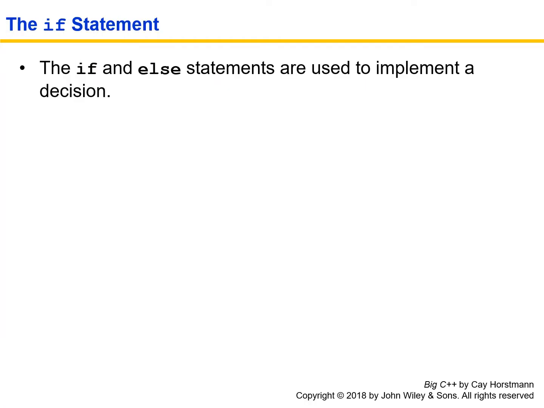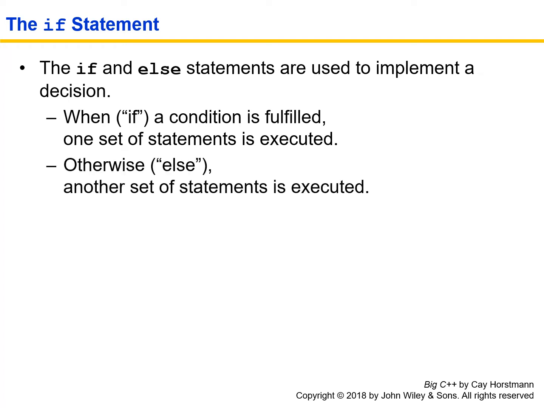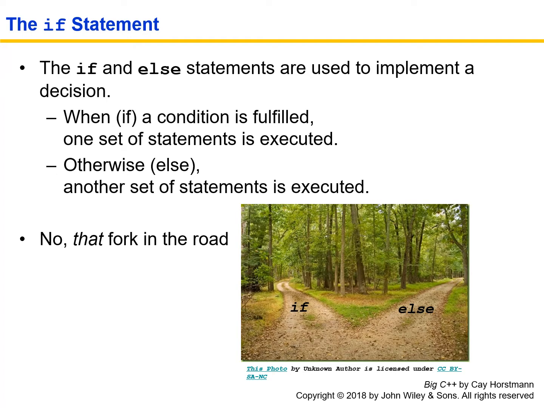We're talking today about making decisions. First off, the if and else statements in C++ are used to implement a decision. When a condition is fulfilled, one set of statements is executed. Otherwise, or else, another set of statements is executed. It is, in a sense, like a fork in the road. The if path leads you down one way, the else path leads you down another way. And maybe they come back together again on the far side and the program keeps going.